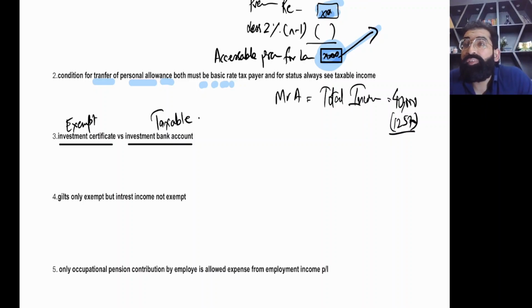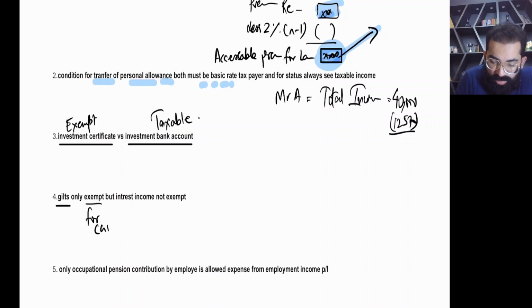If interest income is received from national savings certificates, then it is exempt. But if it is coming from an investment bank account, then it is taxable. Be careful. Now gilts, government securities, are only exempt for CGT purposes, but interest income is not exempt.